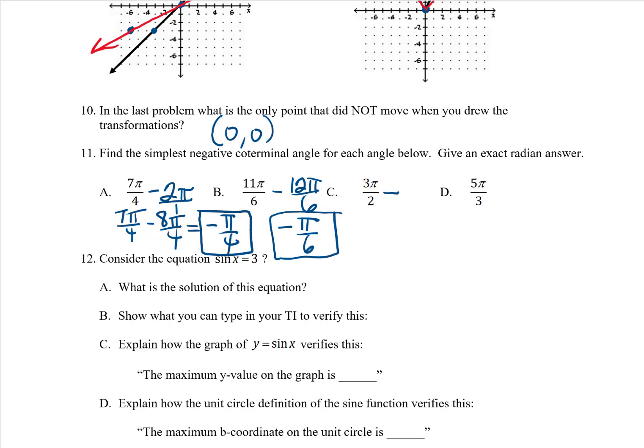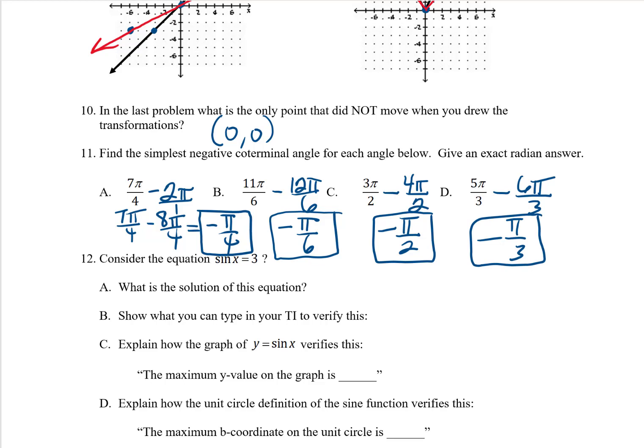The next one, let's see, I'll rewrite 2 pi as 4 pi over 2. 3 pi over 2 minus 4 pi over 2 is negative pi over 2. And then the last one, let's see, I'll rewrite 2 pi as 6 pi over 3. And when I subtract that, it looks like I get negative pi over 3.